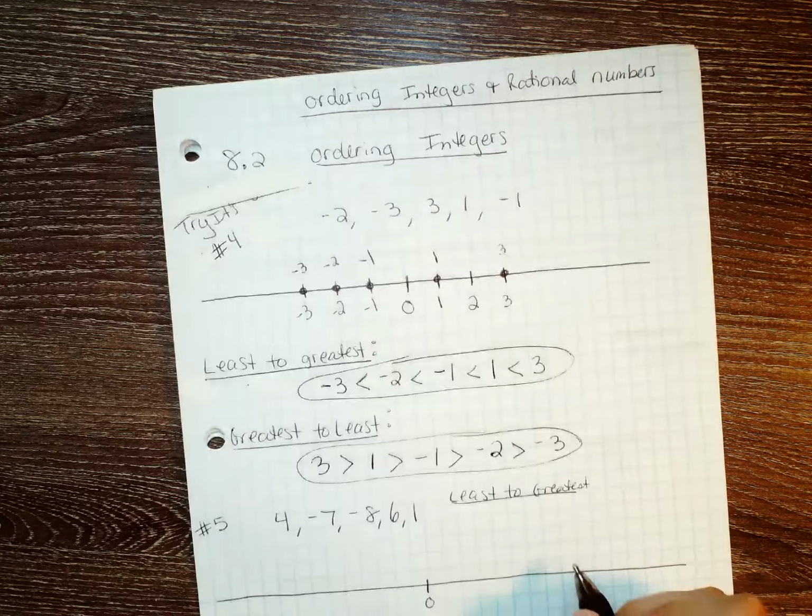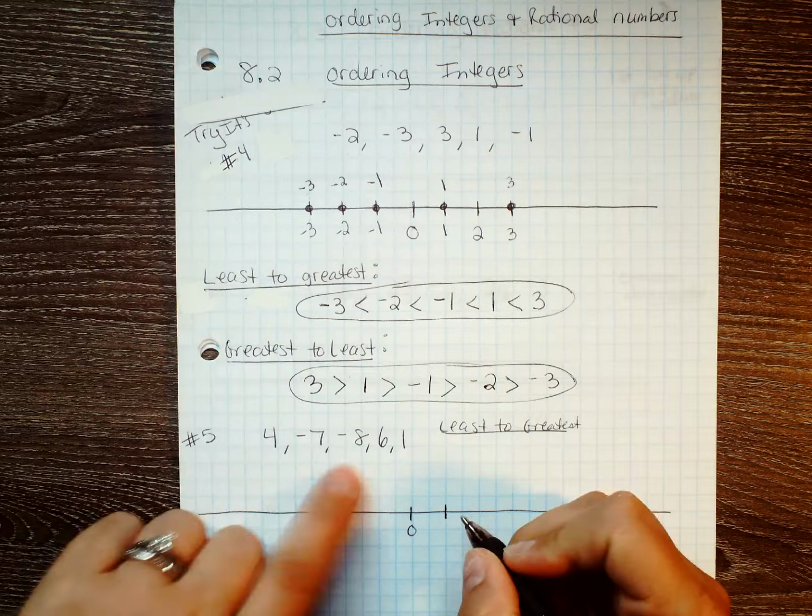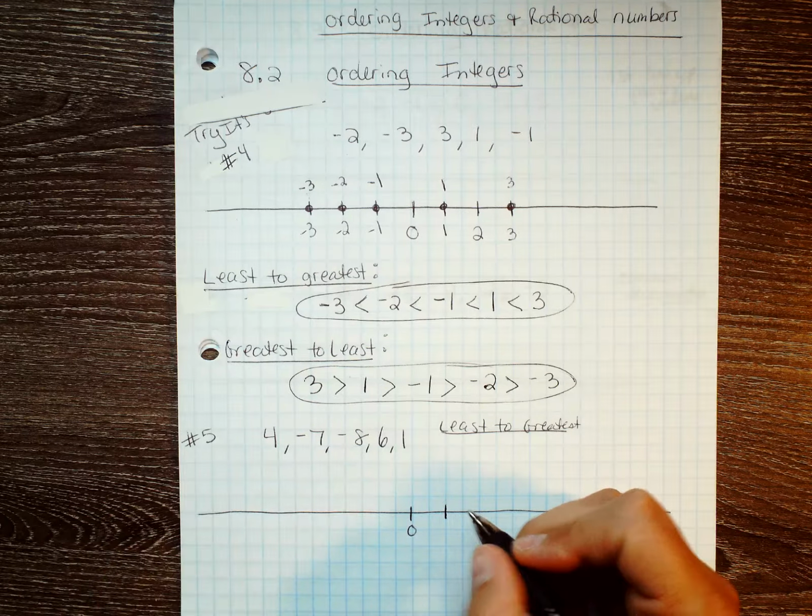All right. So here's question number 5 from 8.2. They're asking us to do least to greatest, and they're giving us our integers. So we are actually going to go by wholes. I think we'll still be okay with that. And we have to go all the way, let's say our largest number is 8. So we're going to have to go all the way to 8.